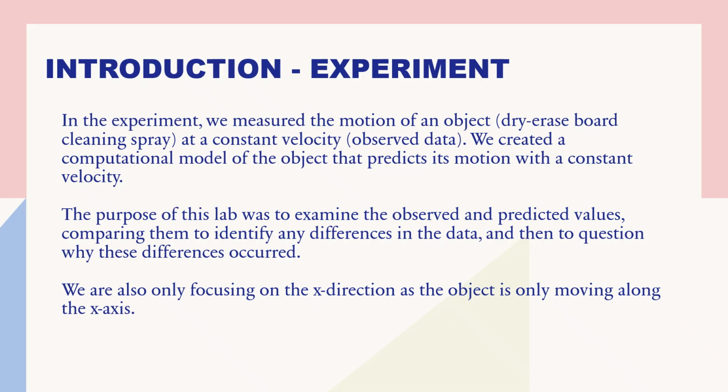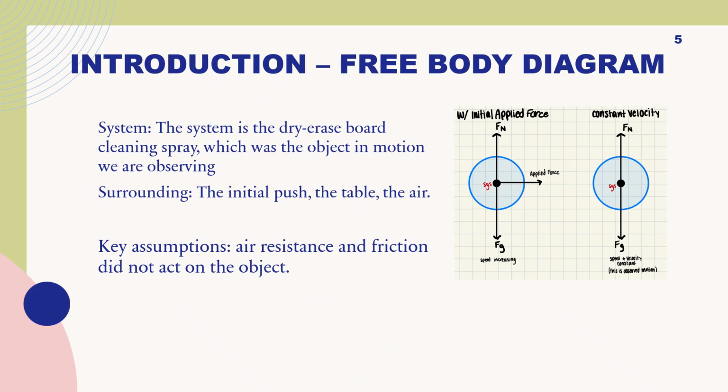It's also important to note that we're only focusing on the x direction, as the object is only moving along the x-axis. And here's more about the system and the surroundings. The system for this experiment is the dry erase board cleaning spray, which was the object in motion that we were observing, and the surroundings are other things in our environment, such as the initial push we gave it, the table, the air.